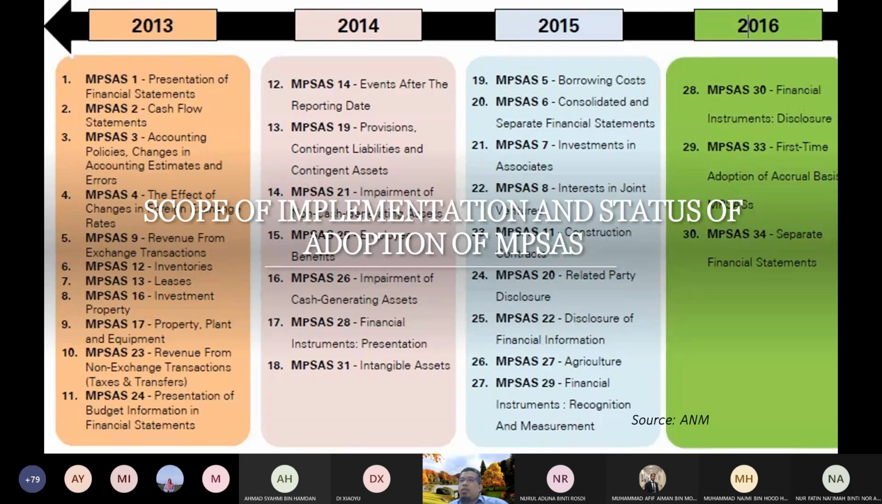But in 2016 they also issued the standard, MPSAS 33, first-time adoption of accrual basis for the government. So they provide guidance on how to implement, and what the strategies are for them to be able to migrate from cash accounting to accrual accounting.